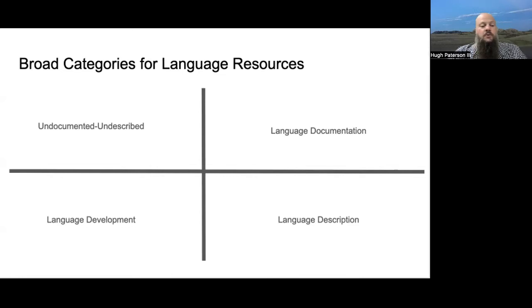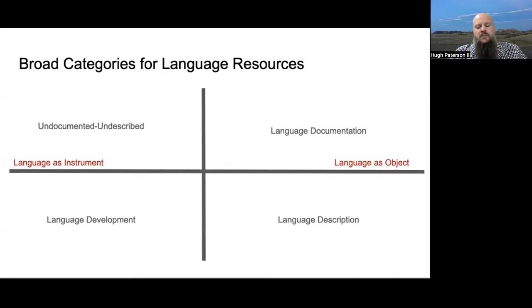resources that are produced to intentionally increase the use or the vitality of a language. And those are not necessarily the same thing as description, and also, again, not necessarily the same thing as evidentiary materials that are produced as part of language documentation. The primary difference I would categorize as being the intentionality behind them. So we could look at it this way too.